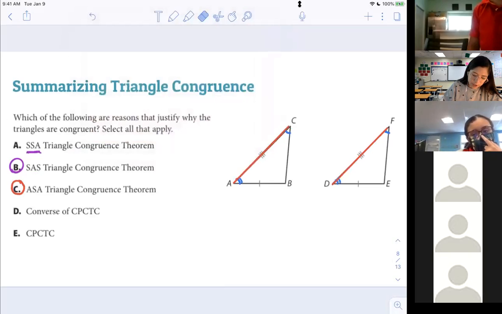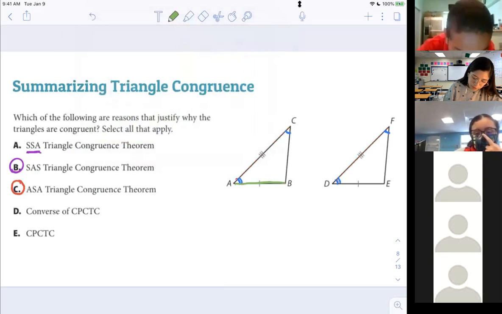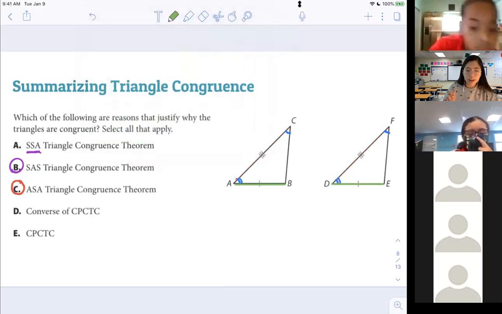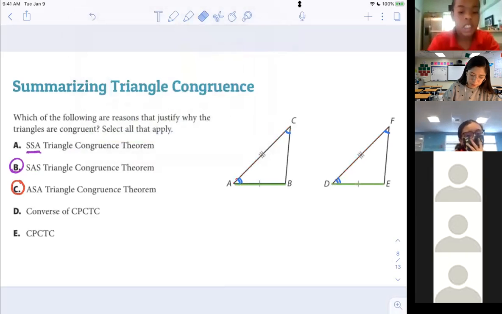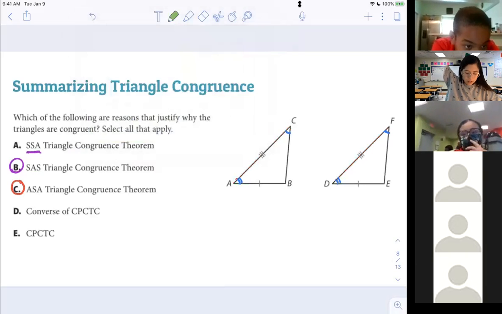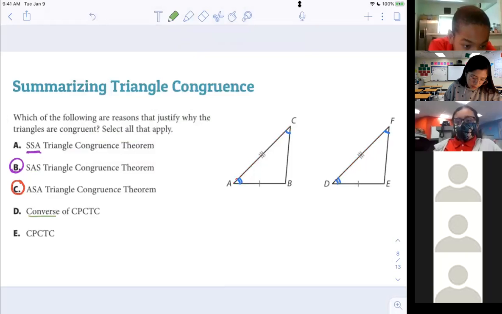Now with ASA, you have to be a little bit careful, because does this prove ASA? No. It has to be two angles and the side in between. Okay. All right. And so now let's talk about CPCTC versus the converse of CPCTC.